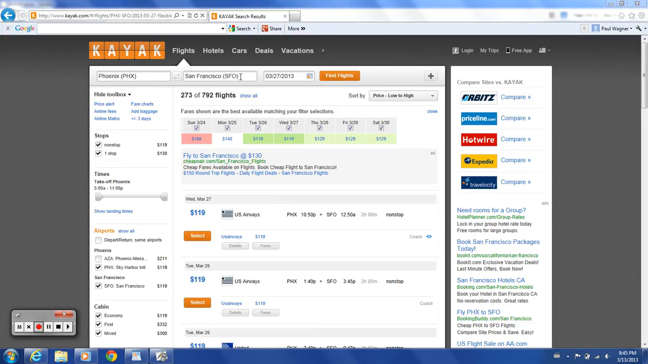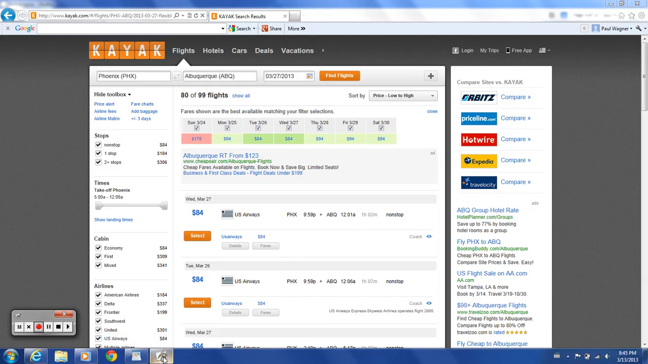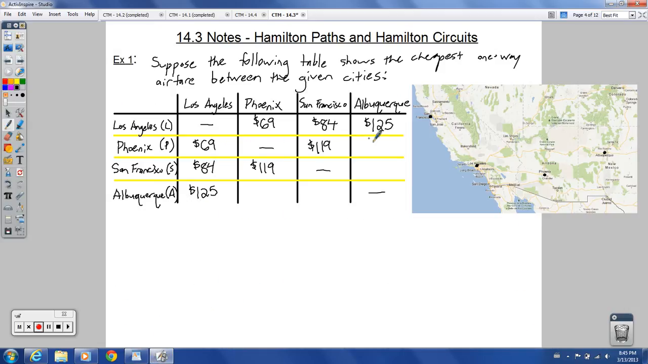So Phoenix to San Francisco looks like got a flight for $119. So we'll put that here and here, and then next Phoenix to Albuquerque, and that flight $84. So we got that showing up twice. That's okay. Phoenix to Albuquerque, surprising though, that is exactly the same.